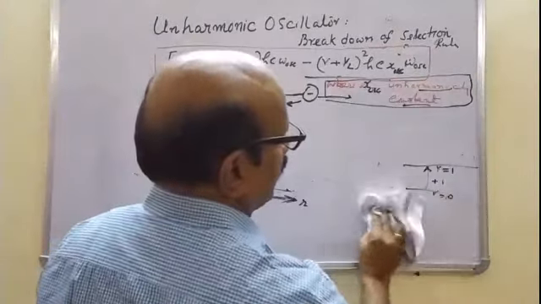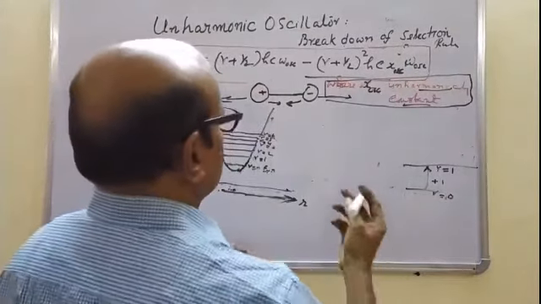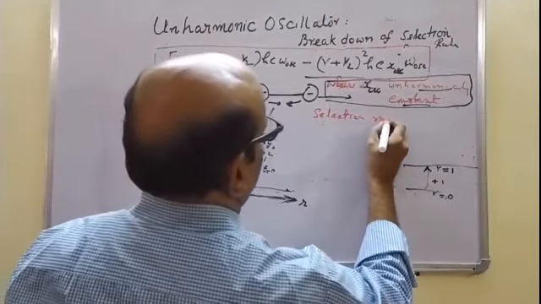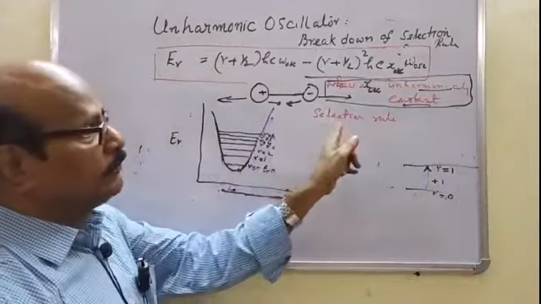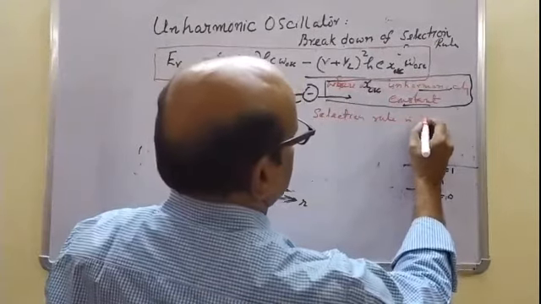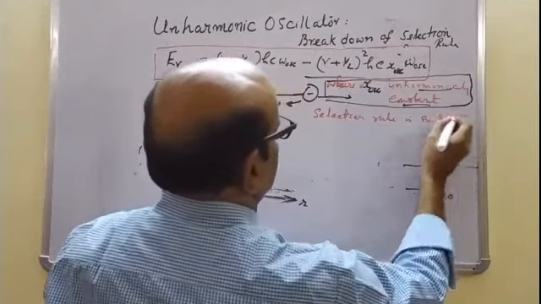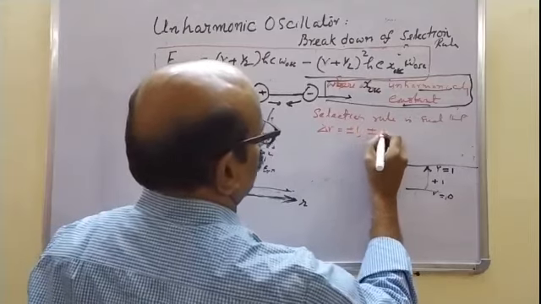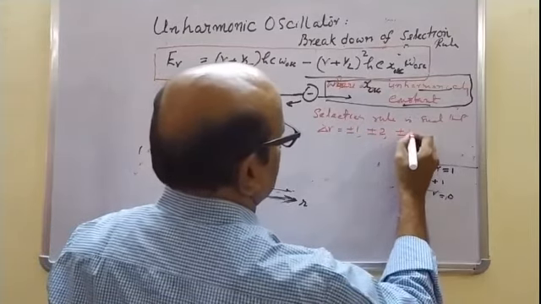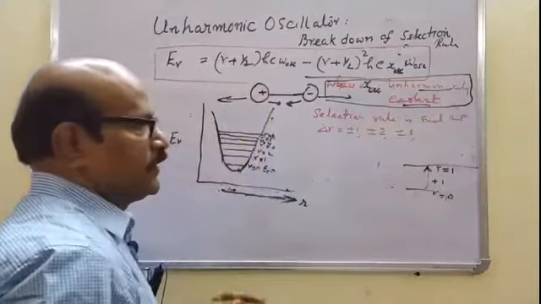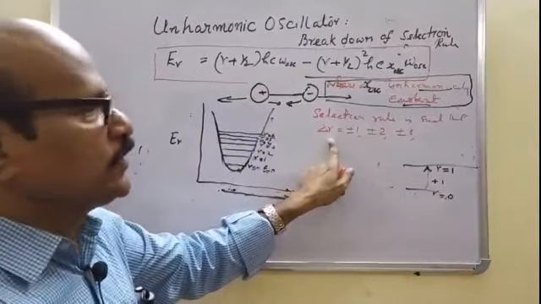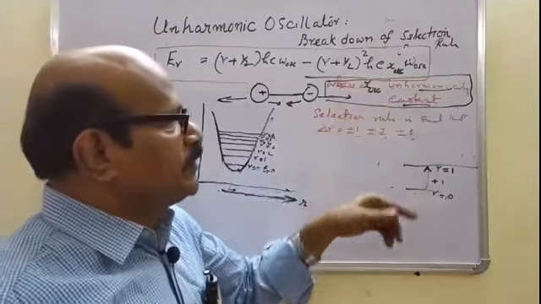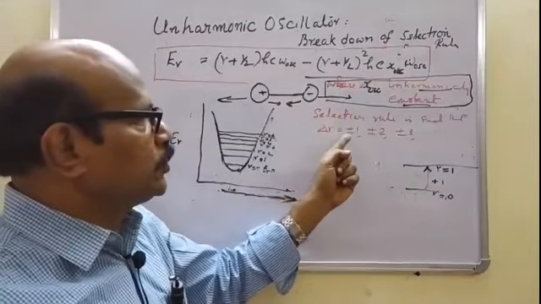So in the case of an anharmonic oscillator, the quantum mechanical selection rule is such that delta nu is equal to plus or minus 1, plus or minus 2, plus or minus 3, etc. ഇങ്ങനെ പോവുകയാണ്. ഇതാണ് quantum mechanical selection rule. In the case of an anharmonic oscillator, the selection rule is modified: delta nu is equal to plus or minus 1.